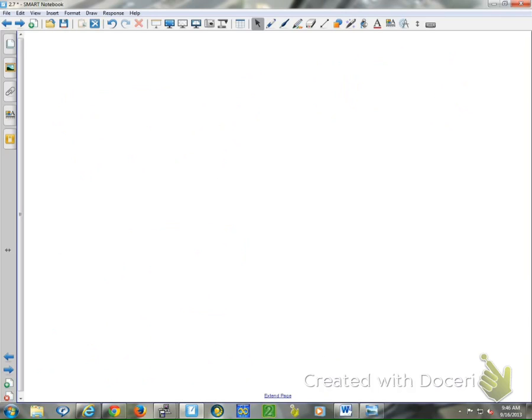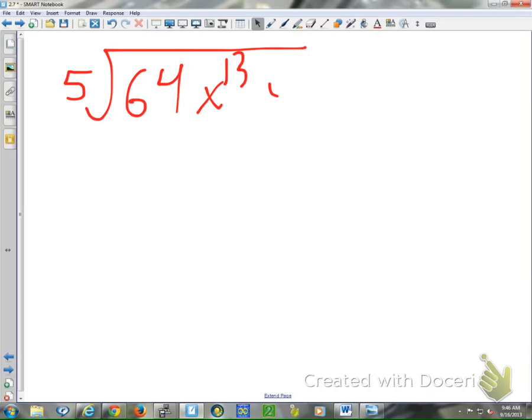All right. How about the 5th root of 64 x to the 13th y to the 26th. We're going nuts because this is the last example, hopefully. First thing we have to find, what are all the perfect 5th roots of 64?